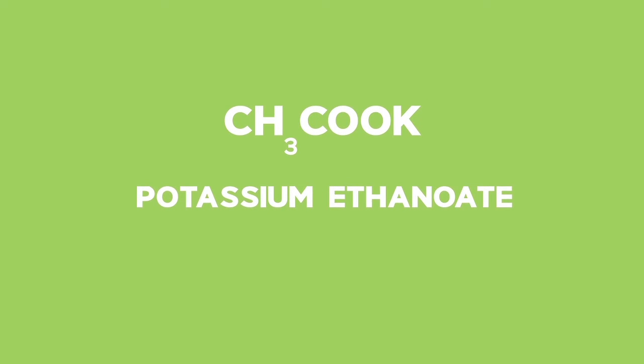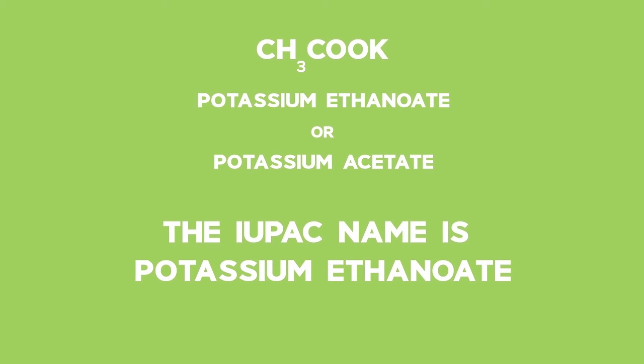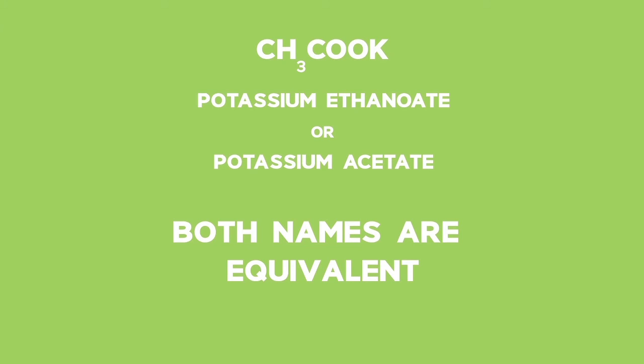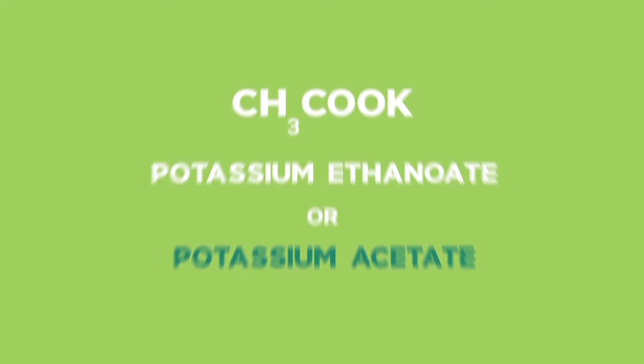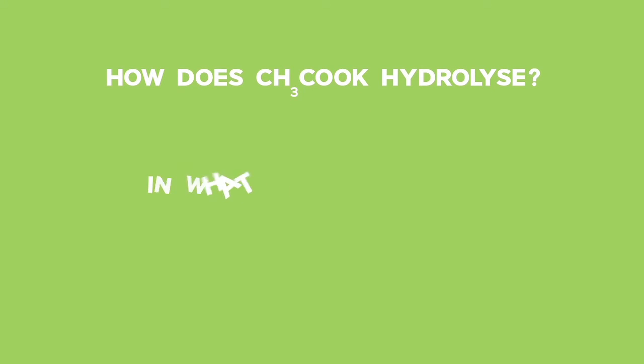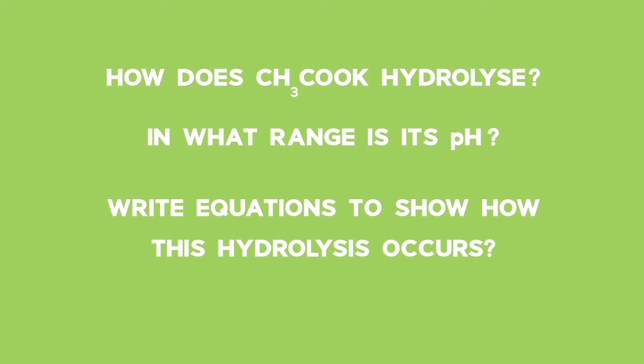Let's now consider the hydrolysis of potassium ethanoate. Potassium ethanoate may also be called potassium acetate. Its IUPAC name is actually potassium ethanoate, but some textbooks, teachers, and chemists still call it by its older name, potassium acetate. Can you work out how potassium ethanoate hydrolyzes in water? In what range will the pH be? Pause the program to give yourself time to work this out.